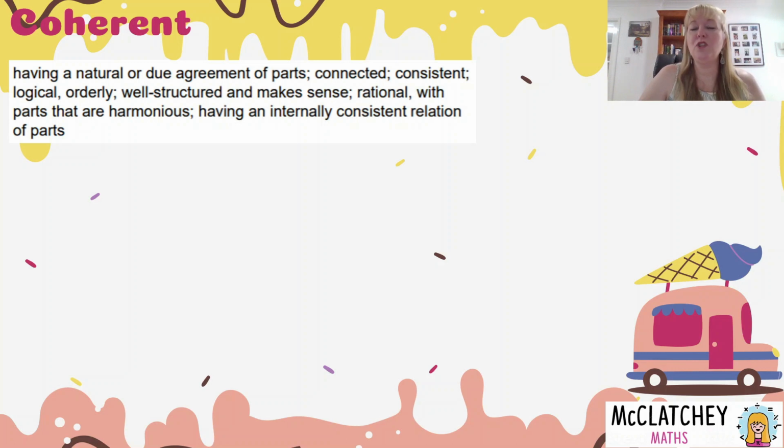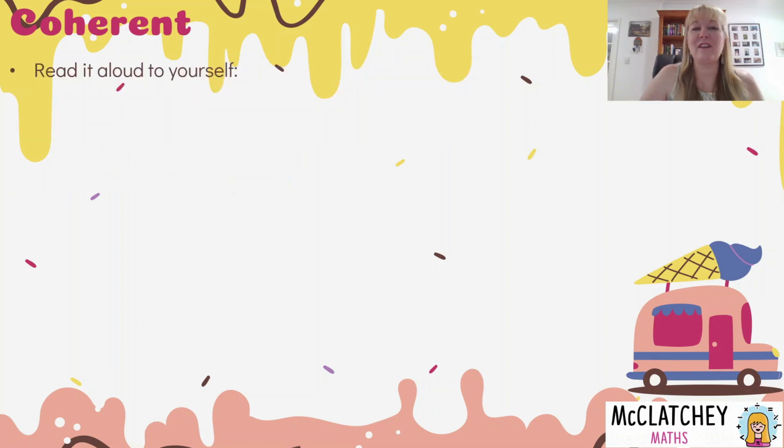Firstly, let's talk about what it means to be coherent. Having a natural or due agreement of parts: connected, consistent, logical, orderly, well structured. It makes sense. It's rational. The big one is, does it make sense? A lot of the time we read assignments as teachers and we can't work out what on earth you're saying. So I've got some great tips in this video for how to check that. Firstly, read it aloud to yourself. It's a great thing to do before you hand it in: read the whole assignment out loud.